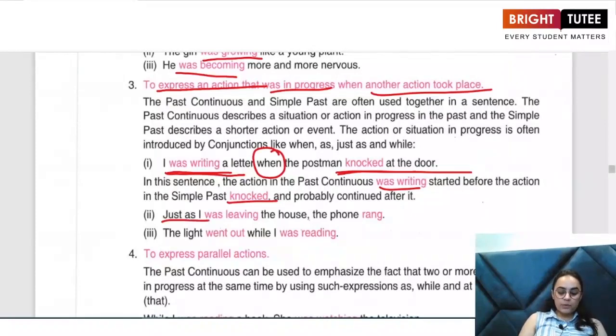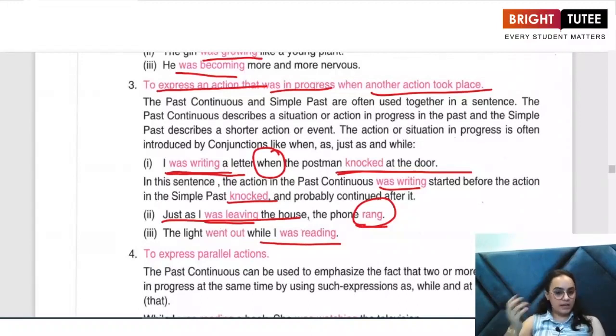Just as I was leaving the house, the phone rang. What was the action taking place in progression? I was leaving the house. And just when I was leaving the house, the phone rang. The light went out while I was reading. So the progressive action is I was reading. And what interrupted it? The light went out.